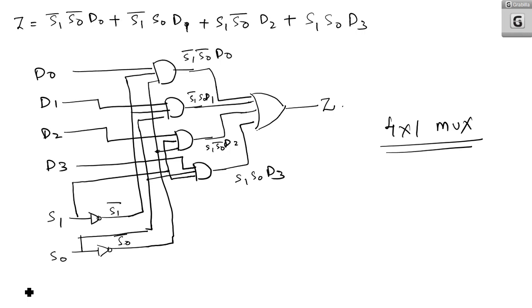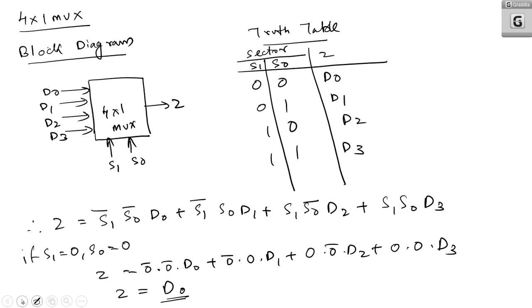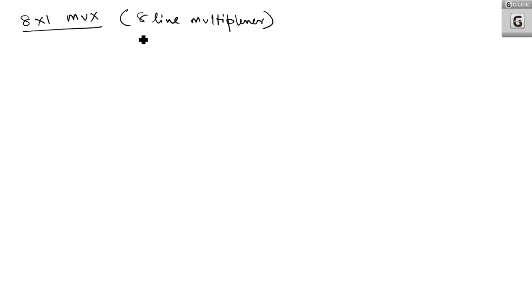Now coming to the next one. Next one is 8x1 multiplexer, or we can write it as 8-line multiplexer. So if you are drawing the block diagram, you will have 3 selector switches. For 8x1 multiplexer you have 3 selector switches. So first I will draw the truth table, then I will draw the block diagram.